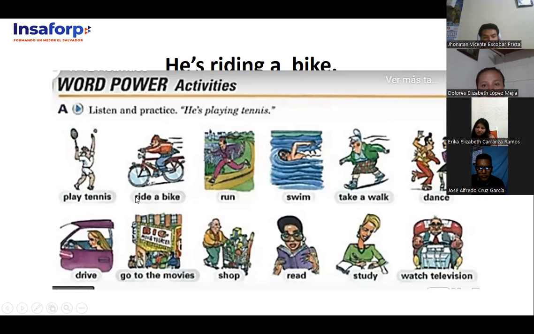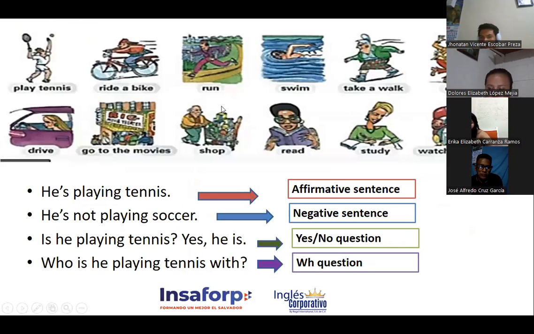For example, play tennis, ride a bike, or you can repeat after me, okay? Play tennis. Ride a bike. Run. Swim. Take a walk. Then drive. Go to the movie. Watch television.